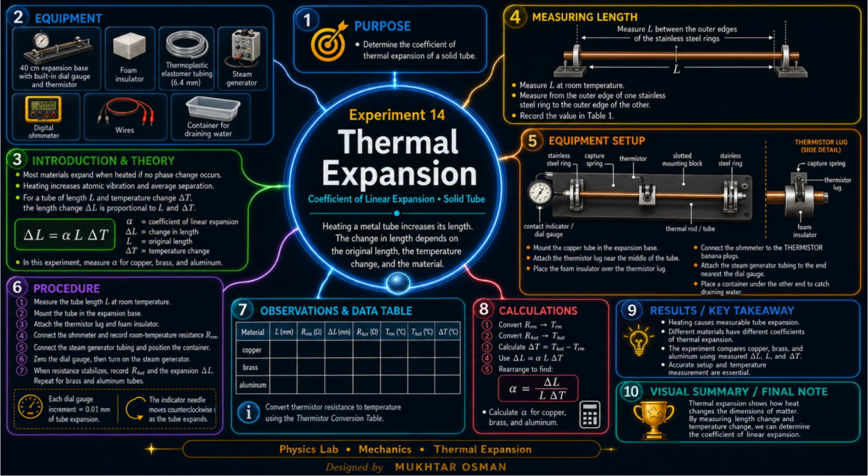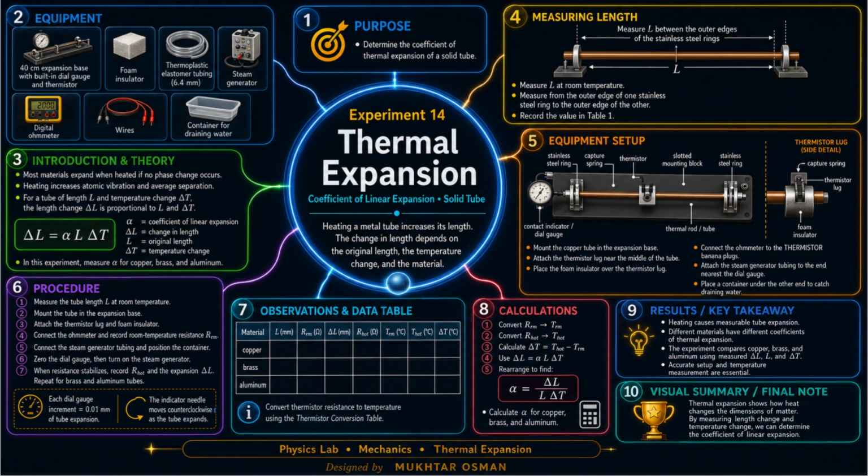Symbols. 1. Alpha equals coefficient of linear expansion. 2. Delta L equals change in length. 3. L equals original length. 4. Delta T equals temperature change. Experiment note: in this experiment, measure alpha for copper, brass, and aluminium.